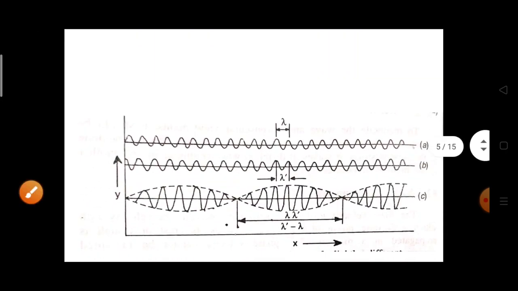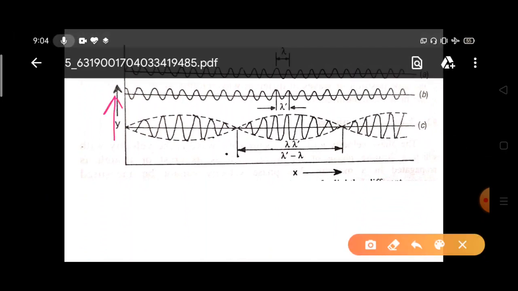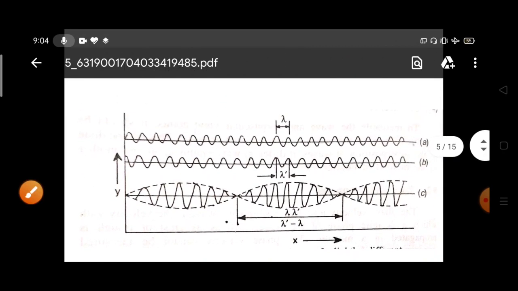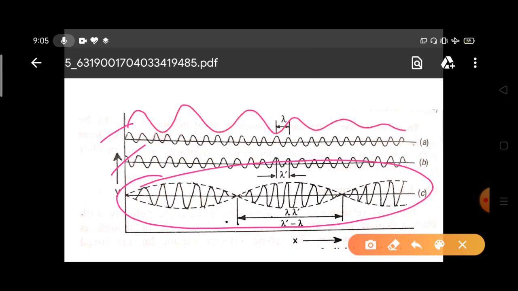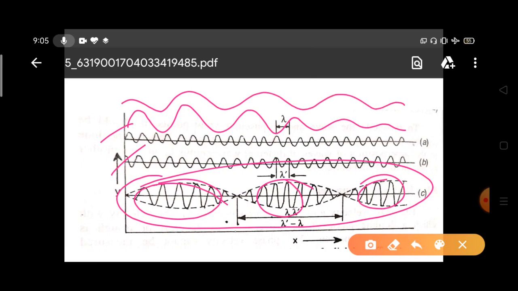We are describing the waves along the y direction, these are y1 and y2, and along the x direction is the propagation. Look here, you are plotting the two waves with slightly different frequencies, and you are getting the resultant wave like this. Now if the number of waves that are superposing increases, then surely the hump that is forming will become narrower and narrower. And if there are infinite number of waves superposing, this hump will become a delta function.